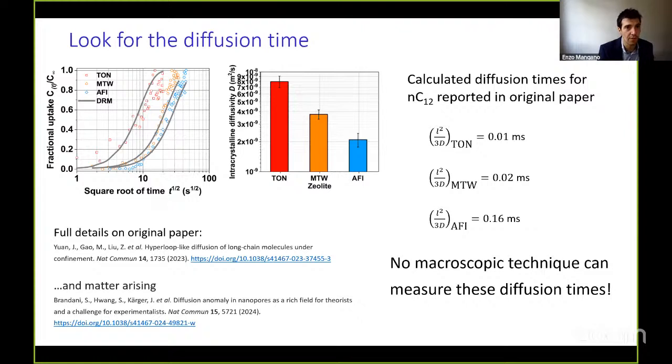on the order of fractions of milliseconds: 0.1, 0.02, 0.01. So clearly, once you see the diffusivity in terms of the diffusion time, you can see that there is no macroscopic technique that can measure these diffusion times. So obviously, this is an indication that you should be very worried about using time constants, so diffusion times, that actually have no relationship with the actual diffusion inside the solid.